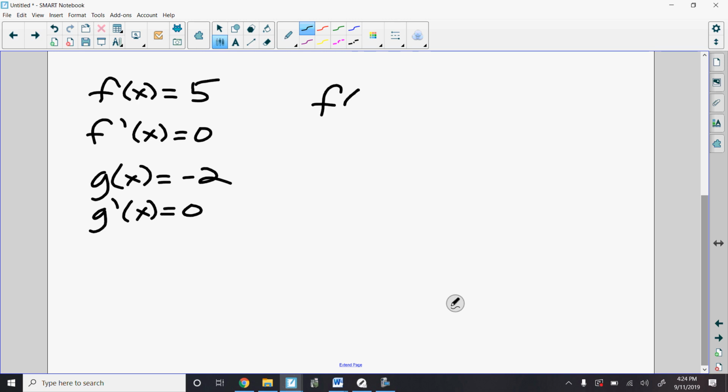So our rule is, if f of x equals some constant c, the derivative of a constant is always 0. F prime of x would equal 0.